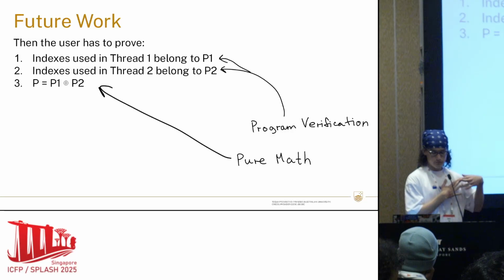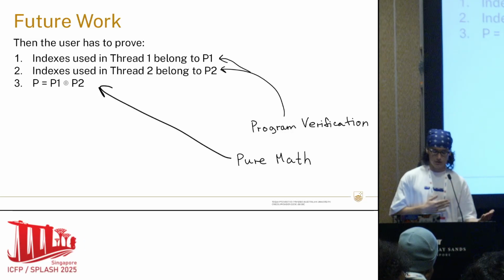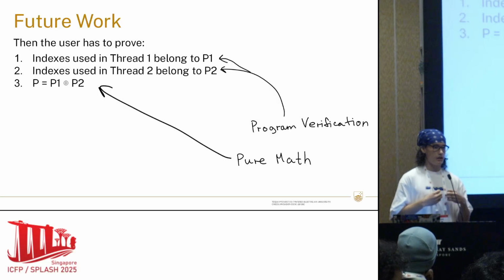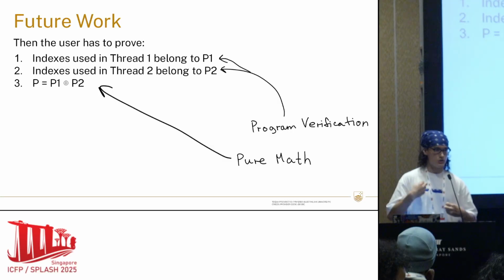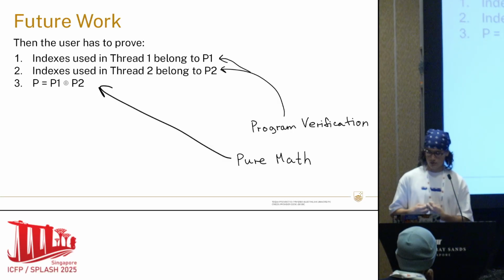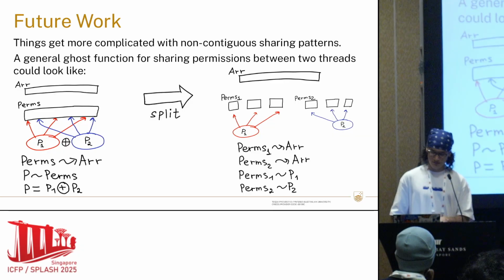But the last bit is the actual disjointness of these index sets. And this is just mathematical, which is nice. But I have not tried to implement this function yet. Or if you want, you can do it.